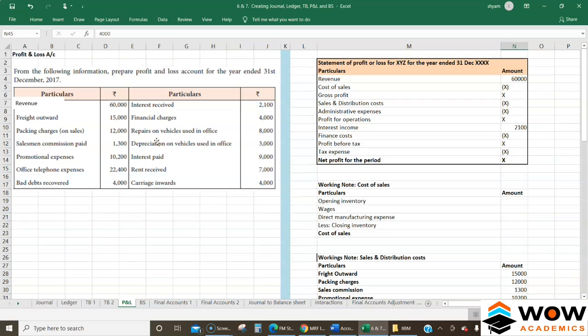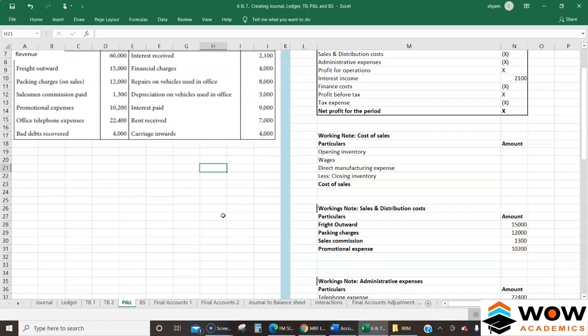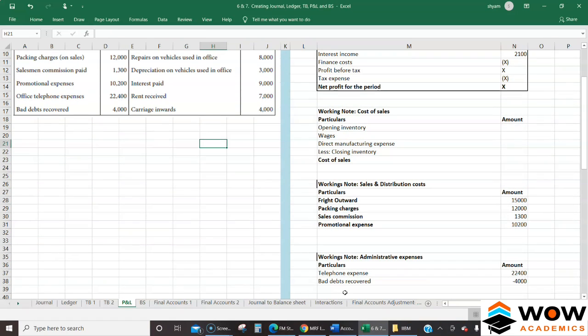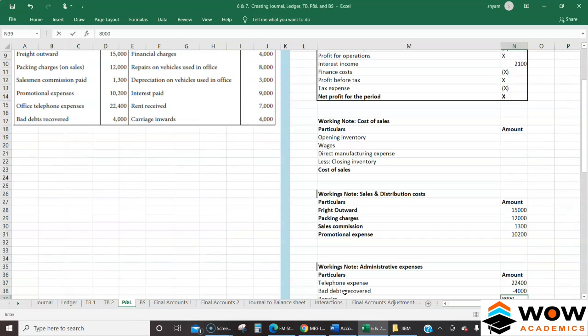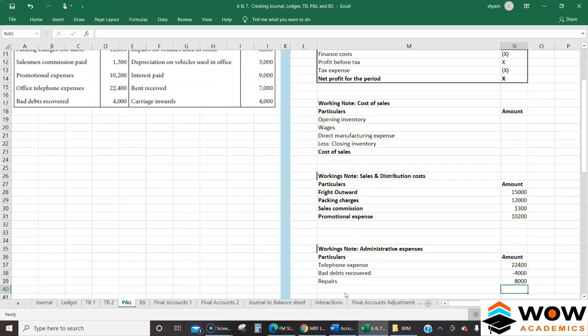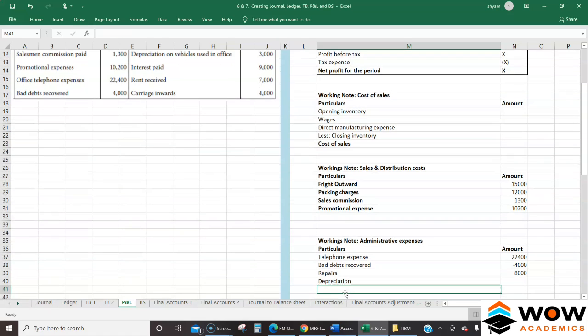So then we have repairs on vehicles used in office. So we'll put it under administration expense. So we'll put it as repairs. So that comes to 8,000. The next one is depreciation. So depreciation of office vehicles. So that also we'll put under administration. Next one is interest paid, which is 9,000.